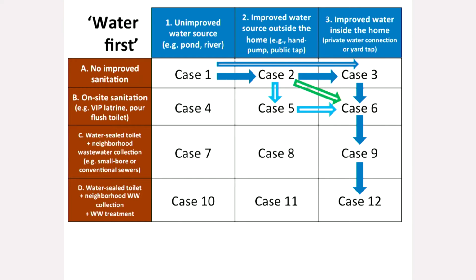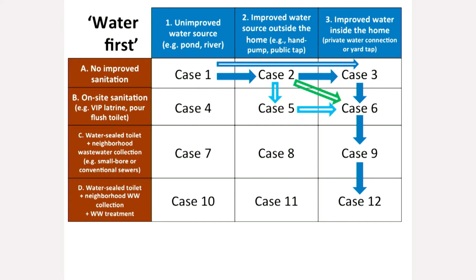Water first pathways include going from case 1 to 2 to 3, then down the sanitation investments, from case 6 to 9 to 12. Or the water first pathway can mean going directly to piped water connections, thus skipping the intermediate water service in case 2. So you would then go case 1 to 3, then to 6 to 9 and finally to case 12.